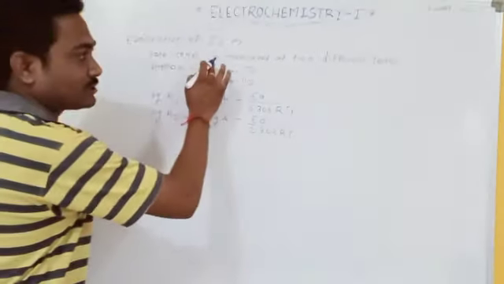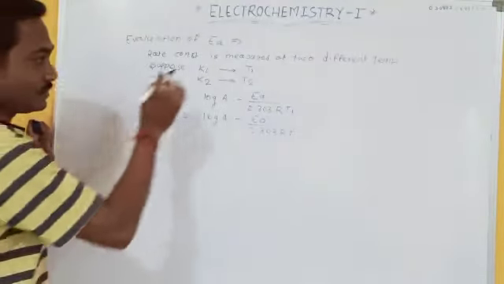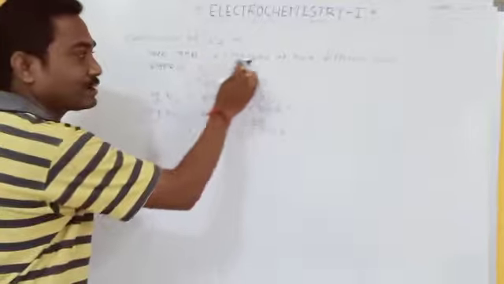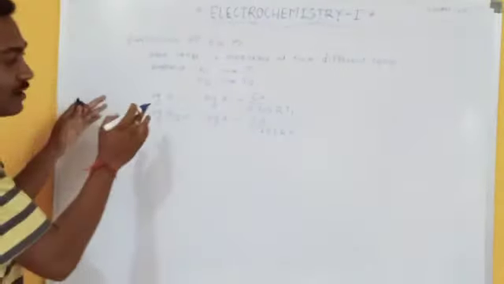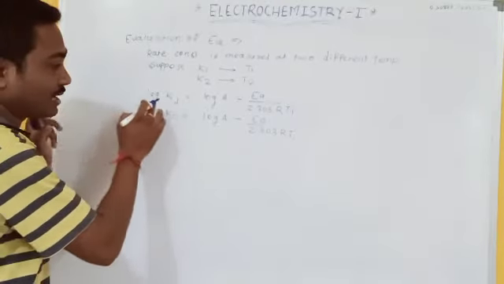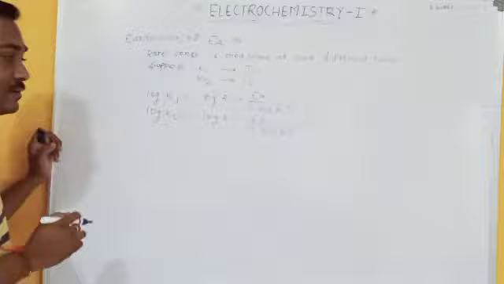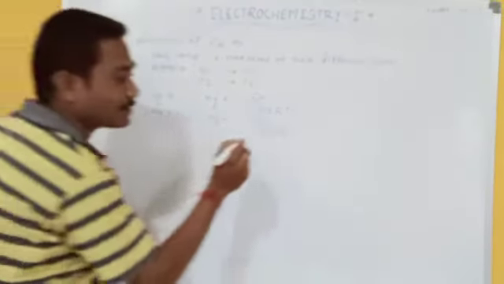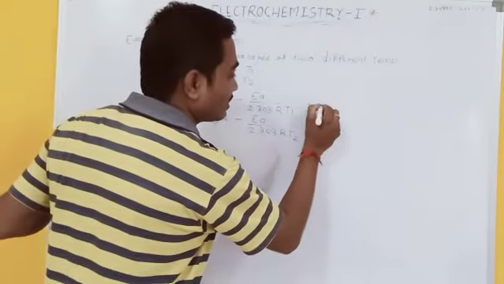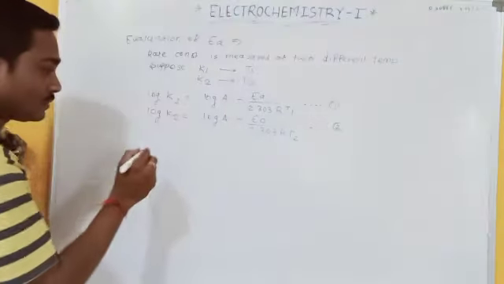If the rate constant is measured at two different temperatures, then suppose K1 is the rate constant at temperature T1 and K2 is the rate constant at temperature T2, then the Arrhenius equation becomes log K1 is equal to log A minus EA by 2.303 RT1. Log K2 is equal to log A minus EA by 2.303 RT2. This is equation number 1. This is the second equation.